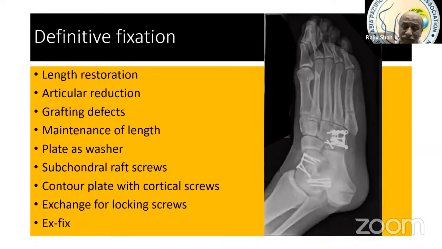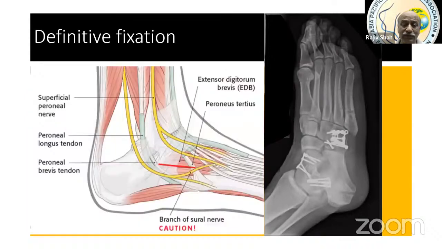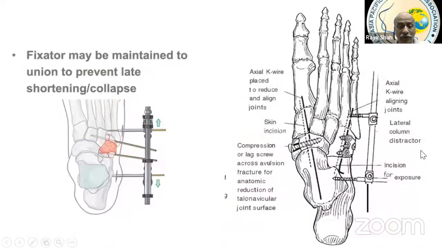And X-fix would definitely be required for about 4 to 6 weeks. And this is the kind of dorso-lateral approach which you are going to use. It starts just proximal to the calcaneal cuboid joint and ends at the tarso-metatarsal joints on the lateral border of the foot. As I said, the fixator must be maintained to prevent late shortening or collapse.